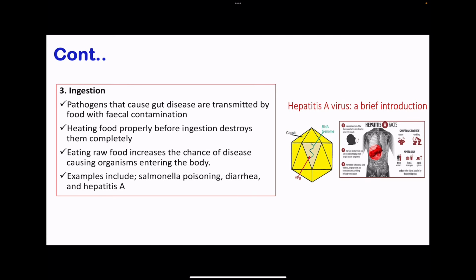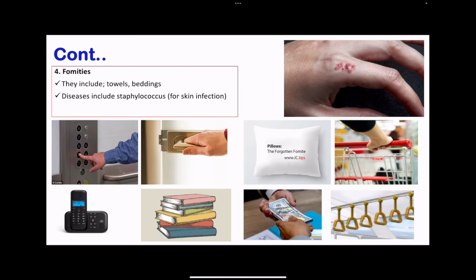The next one is ingestion, meaning things are going to be consumed. You could eat contaminated food or food that is not properly cooked. Sometimes this could be raw food and so on. The microorganisms are going to enter into the digestive system, and these are going to cause diseases within the digestive tract. These include salmonella poisoning as well as hepatitis A, which can affect the liver.